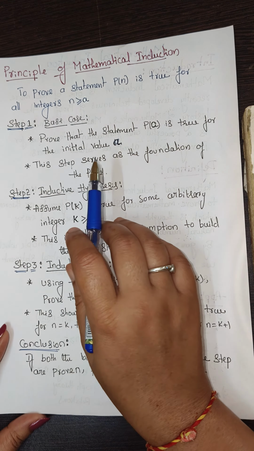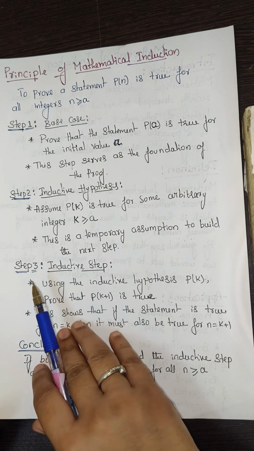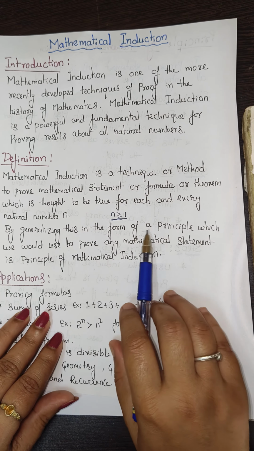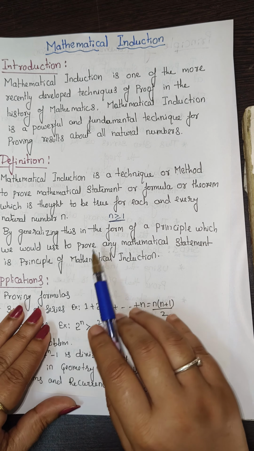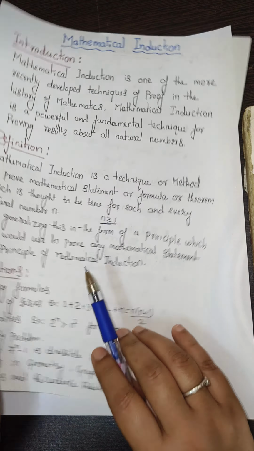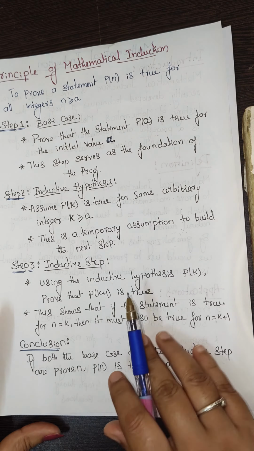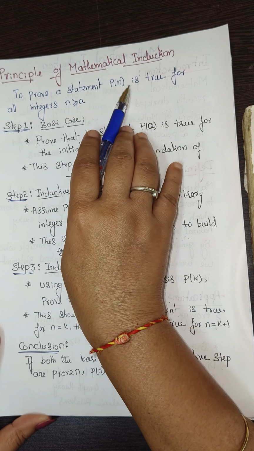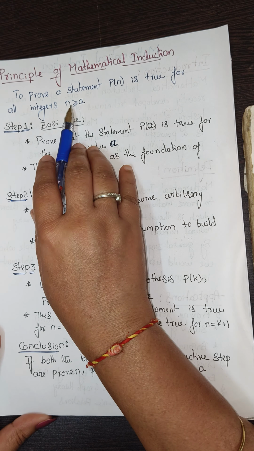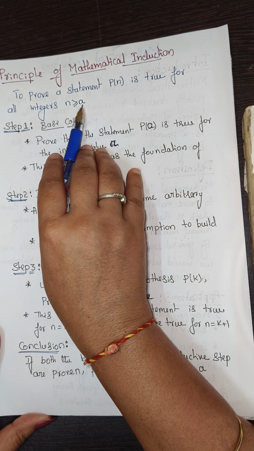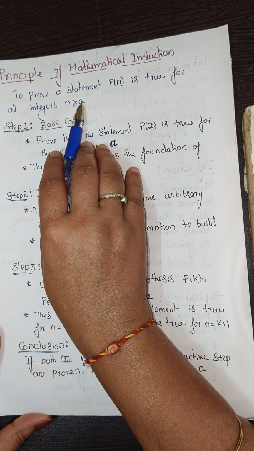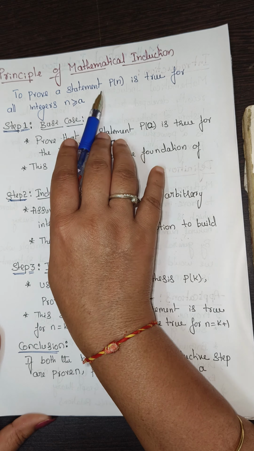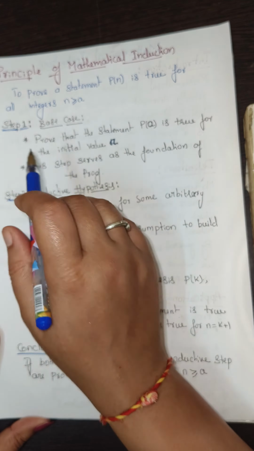Now we will see the principle of mathematical induction. We already saw that it is a generalization, in the form of a principle which we would use to prove any mathematical statement. We will see the steps here. To prove a statement P of n is true for all integers n greater than or equal to a, a is here an initial number. n we always take as natural numbers only, n greater than or equal to 1.